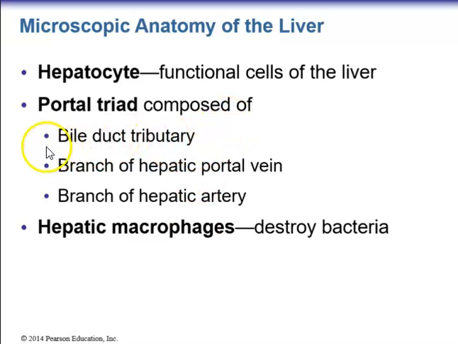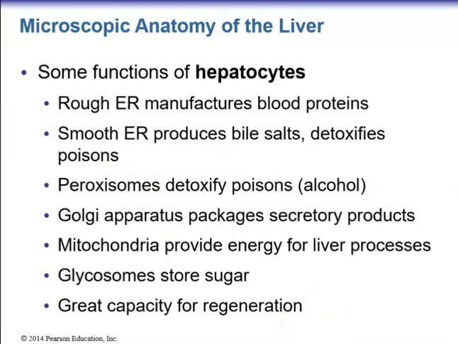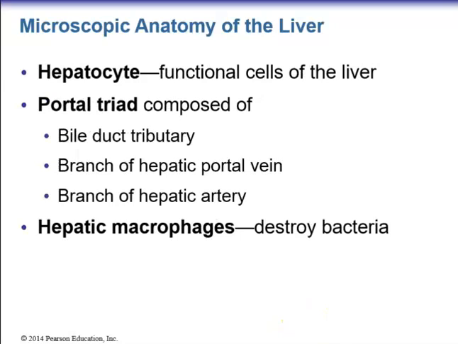So we have a tributary from the common bile duct. The common bile duct is made up of the cystic duct coming from the gallbladder and the hepatic duct, which is a duct coming from the liver. Then we have a branch of the hepatic portal vein and a branch of the common hepatic artery. So these structures make up the hepatic portal triad. The bile duct carries bile away from the liver lobules, and then blood from the portal vein delivers substances from the intestines that were absorbed for processing by the hepatocytes.